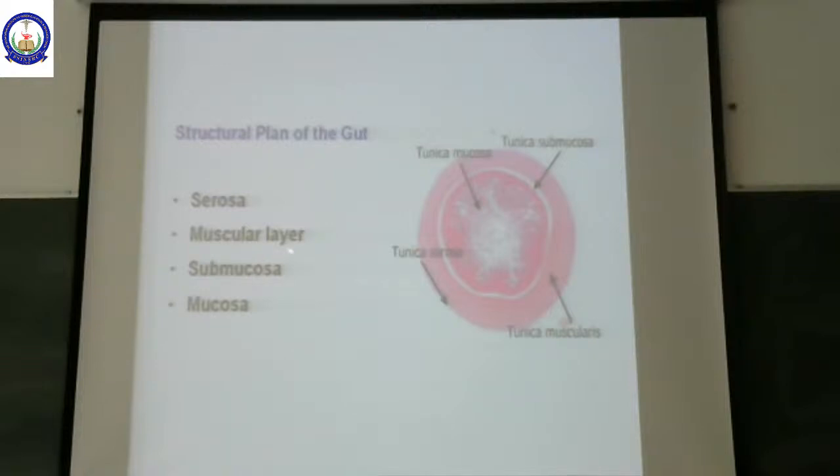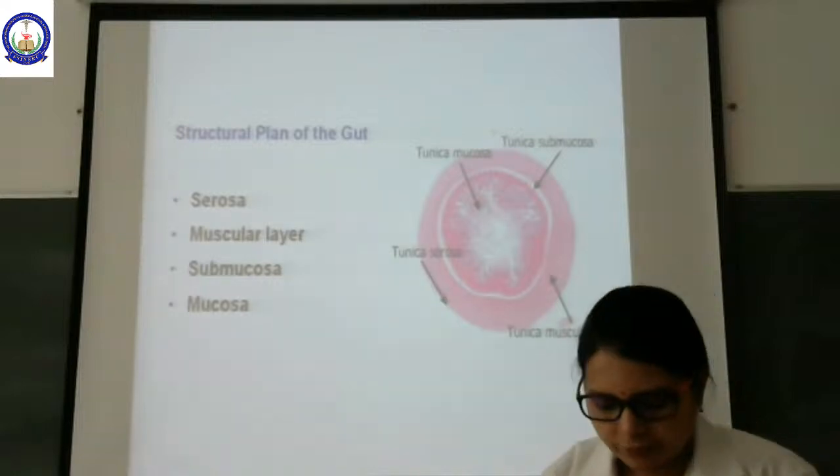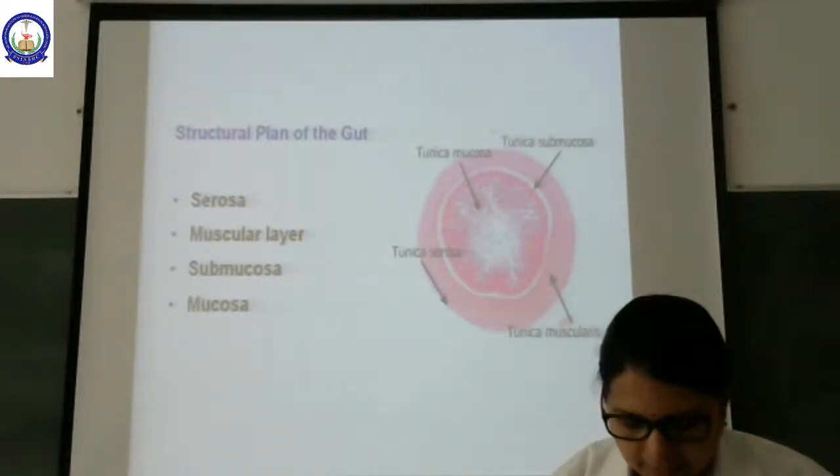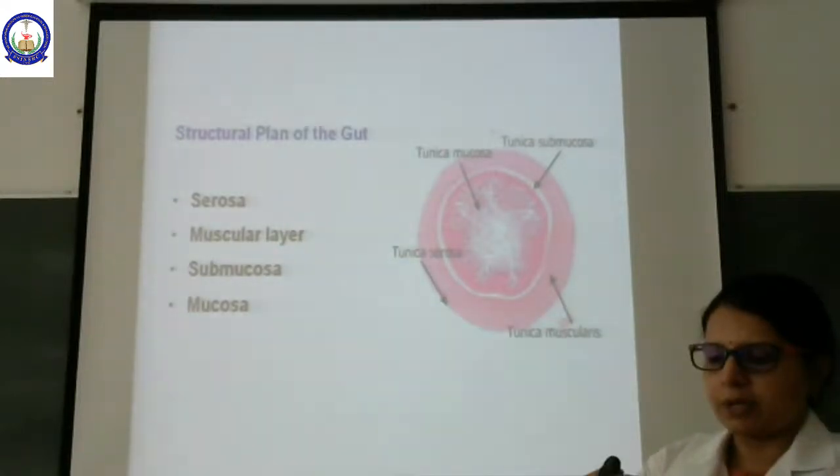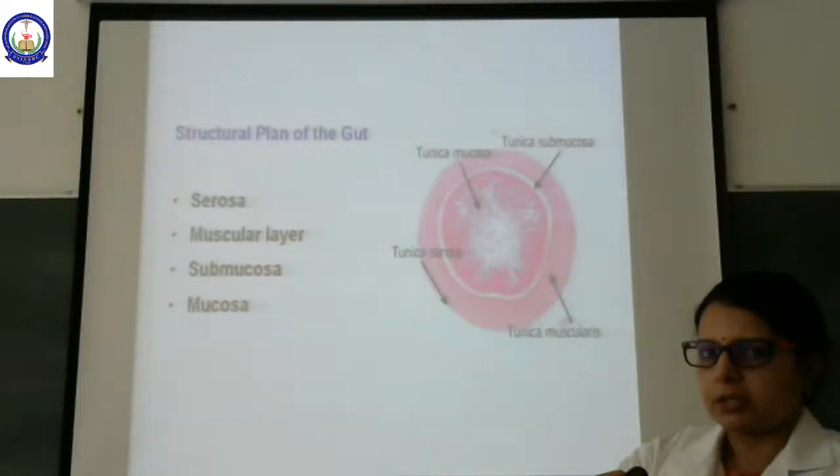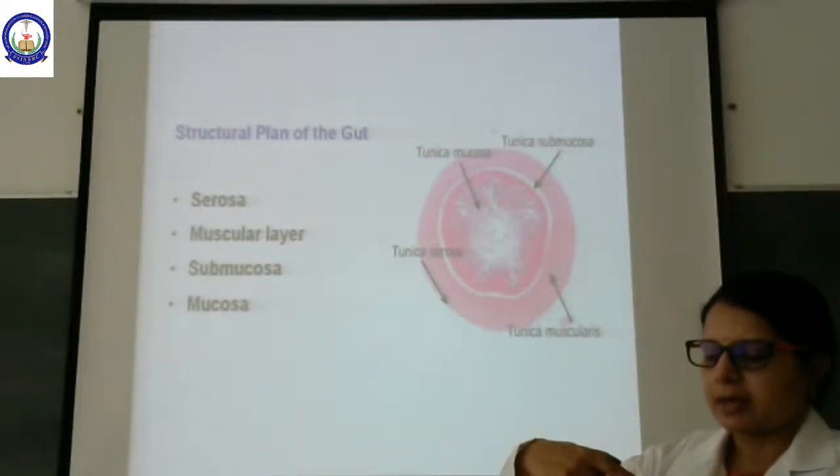Okay, serosa, muscular layer, submucosa, and mucosa. If you are seeing from here, this is the lumen. This is the gastrointestinal lumen. The food will be passing through the lumen, and this is the gastrointestinal wall.